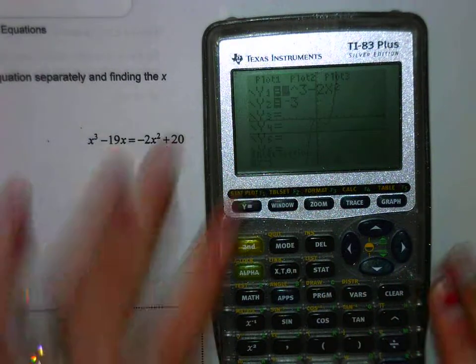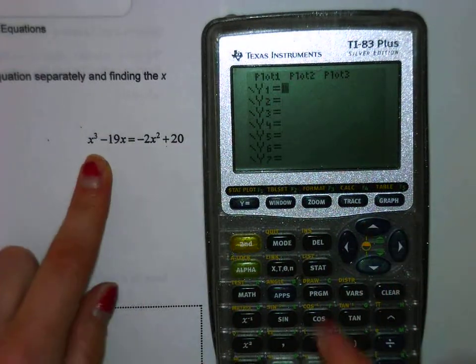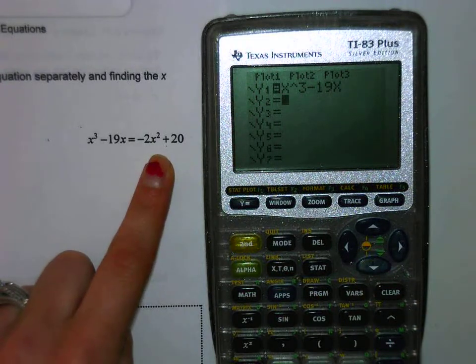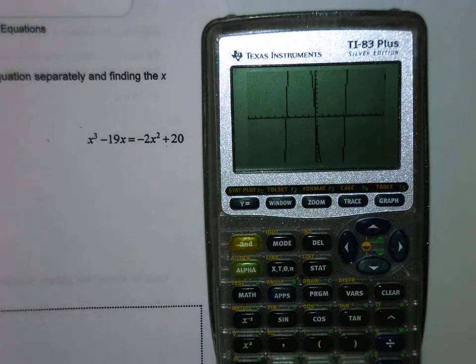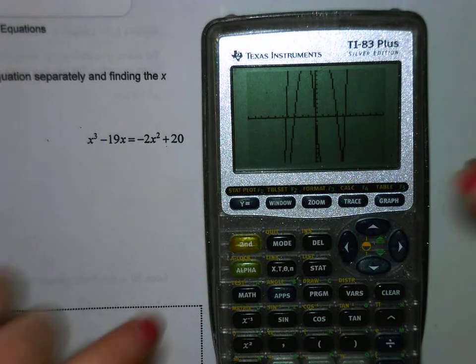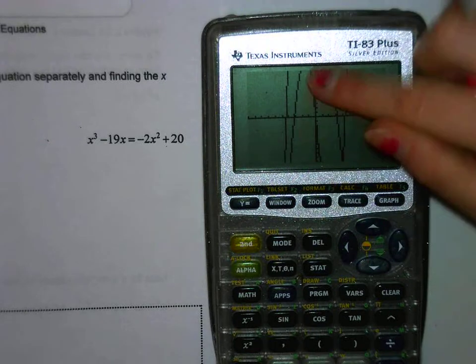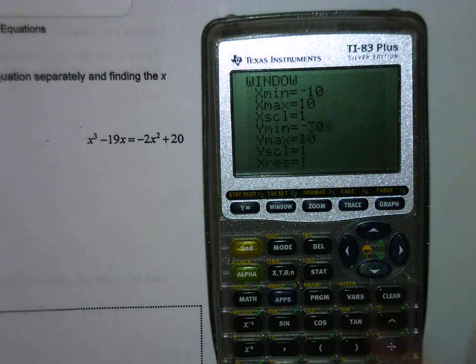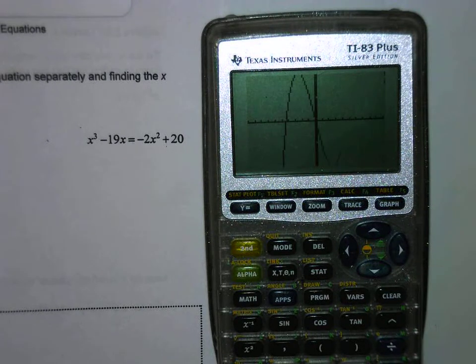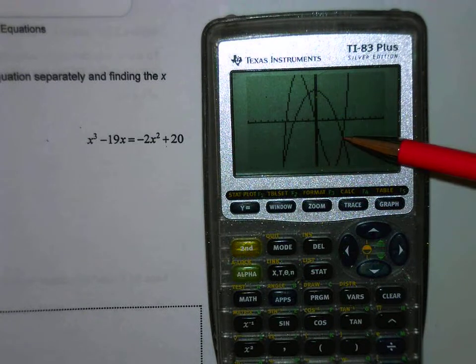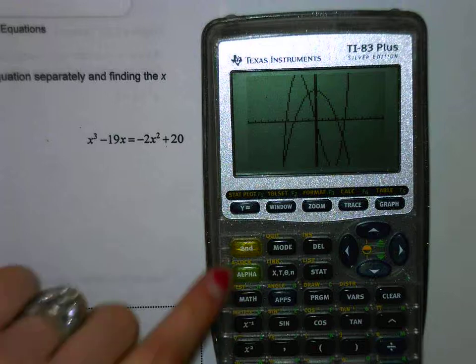Let's go to y equals, clear out what we have. So we have x to the third minus 19x. Second side, -2x squared plus 20. So when we look at this graph, we can't quite tell where they intersect, so we need to stretch this the long ways, which is our y-axis. So if we go to our window, we want our y-axis to change, and let's try -30 to 30. If we graph, now I'm able to tell the 3 points, 1, 2, 3. So those are our 3 intersections, so let's find those answers.